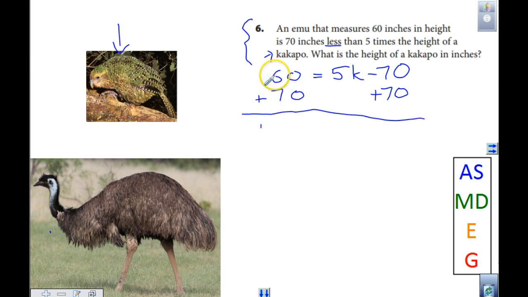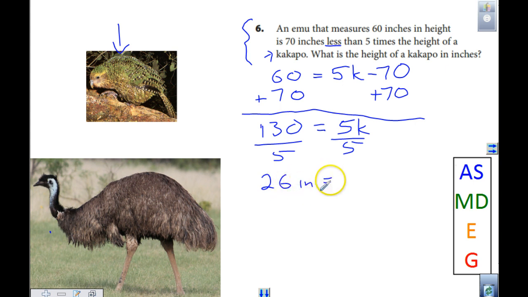Let's see, what does that equal? 60 plus 70? 130. So K equals 130 minus... 26? Yeah. 26 inches. There you go. See you guys tomorrow.